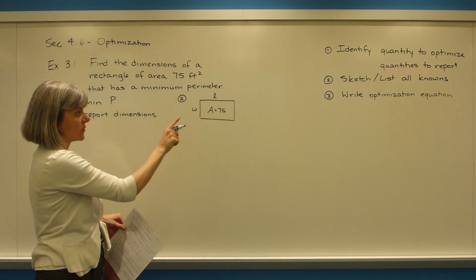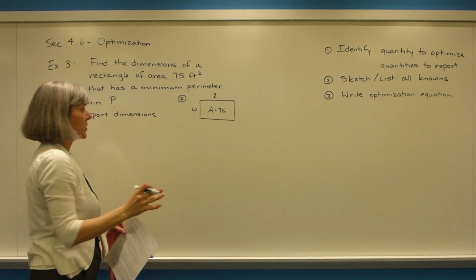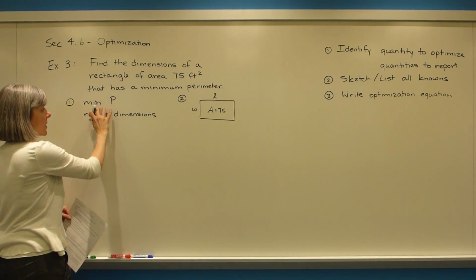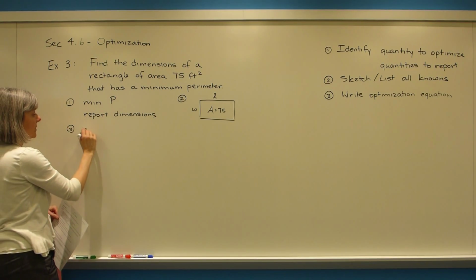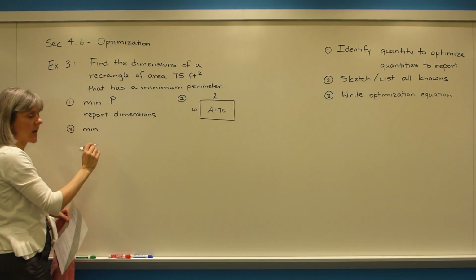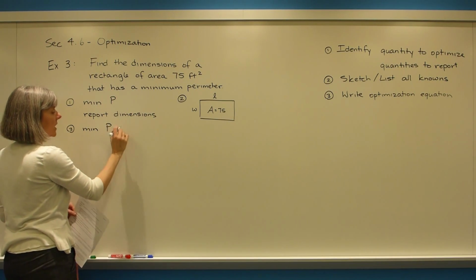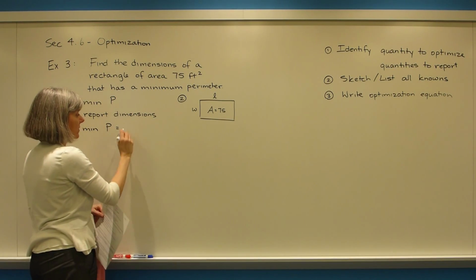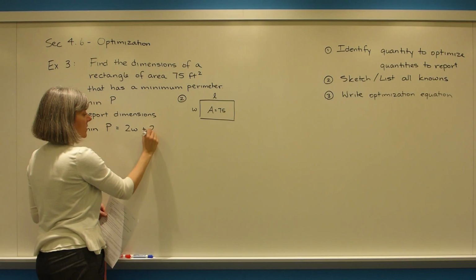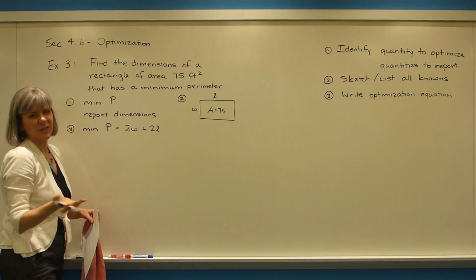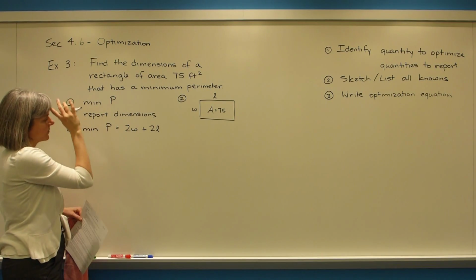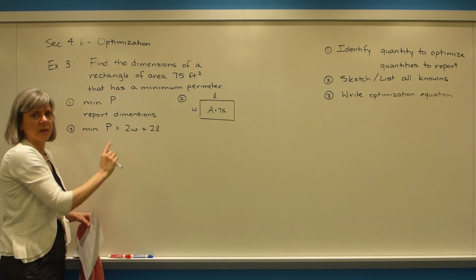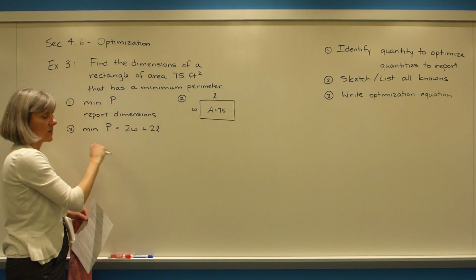Okay, so we've done 2. Number 3, write the optimization equation. That means go back up here, the thing you're trying to minimize, and write the equation for that. So you're trying to minimize perimeter. What is the perimeter of a rectangle? 2W plus 2L. I make my L's that way so they don't look like 1s. Okay, so this is what we're trying to minimize. That's great, but there are 2 variables. And we can't do that in 2 variables.